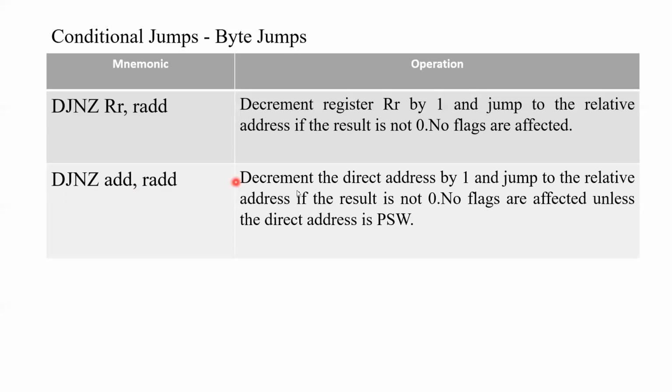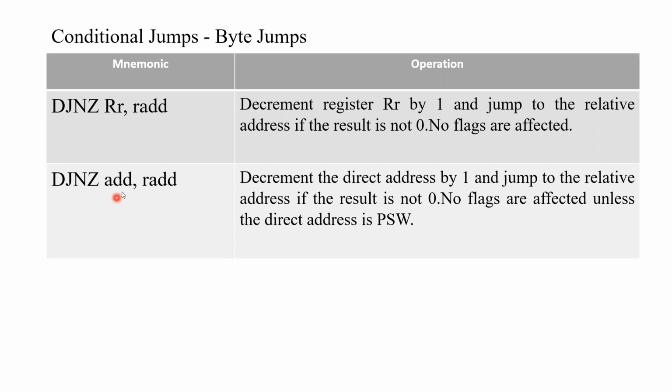The next mnemonic is DJNZ direct address, comma, rel address. What does it do? It will decrement the direct address by 1 and jump to the relative address if the result is not 0. No flags are affected unless the direct address is PSW. Here the address is a direct memory address.